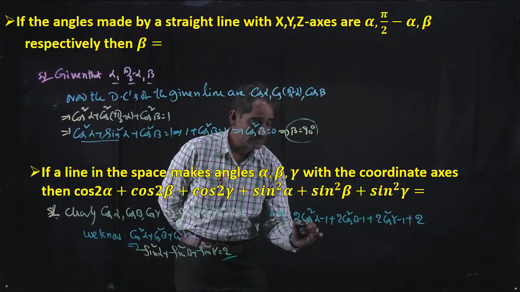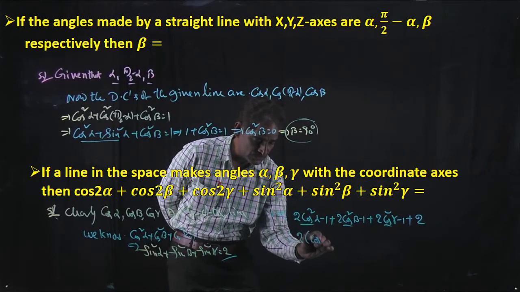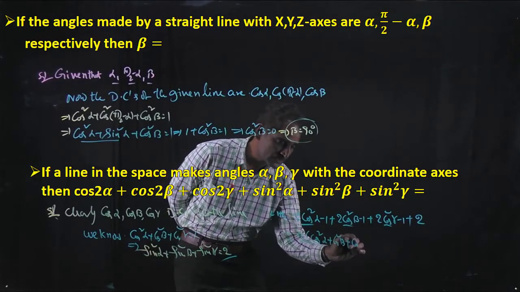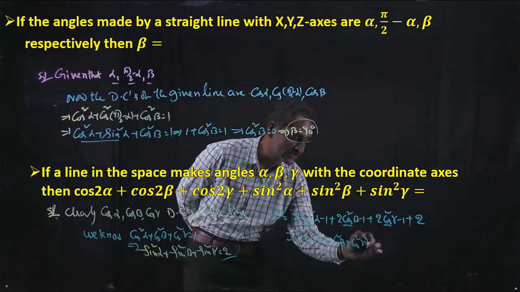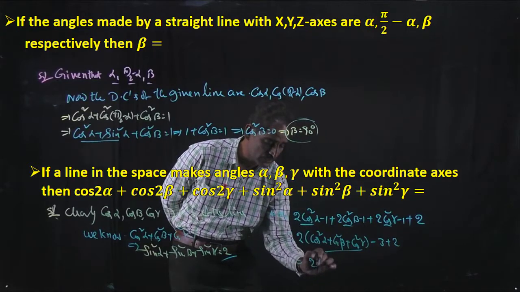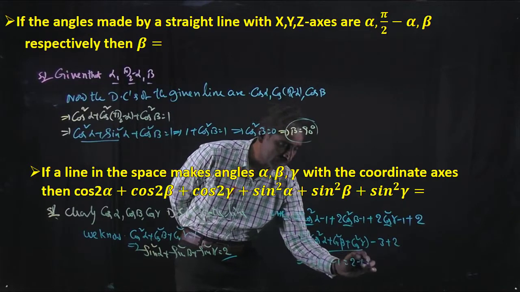Now just observe these terms. There is a 2 common in these 3 terms: cos square alpha plus cos square beta plus cos square gamma. Minus 1, minus 1, minus 1, that means minus 3, plus 2. The value of this expression is 1. So 2 into 1 minus 3 plus 2 minus 1, that is equal to 2 minus 1, which is equal to 1.